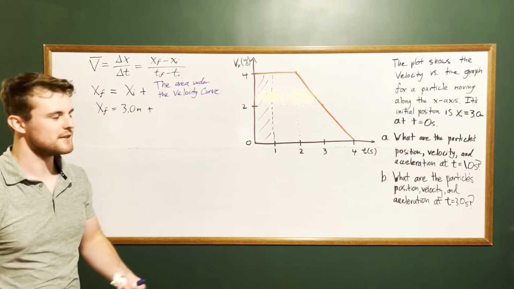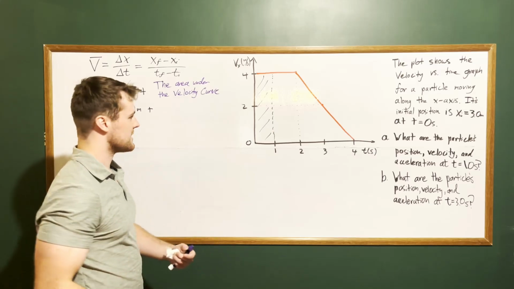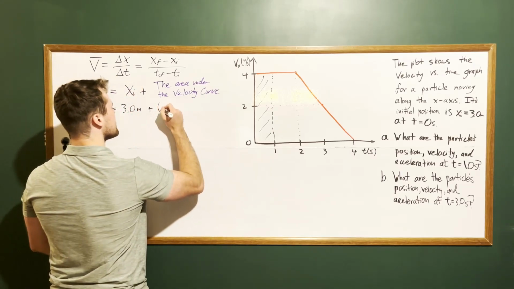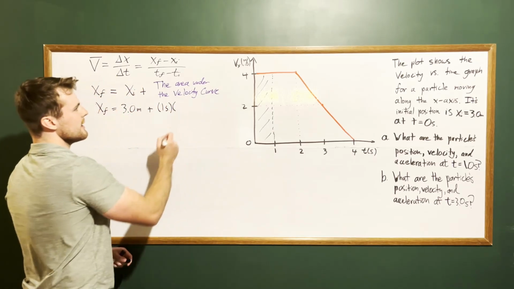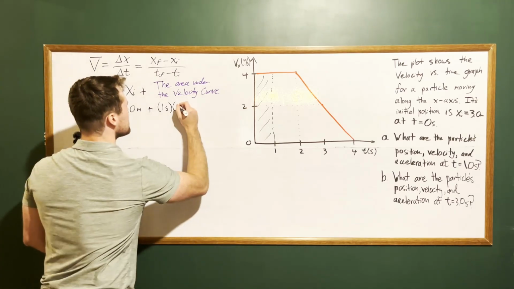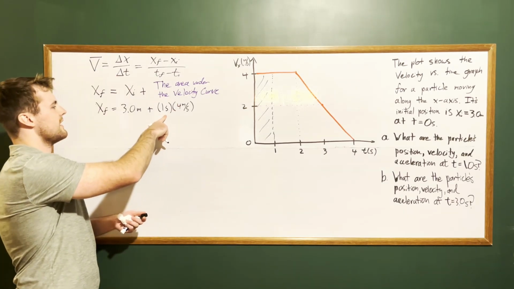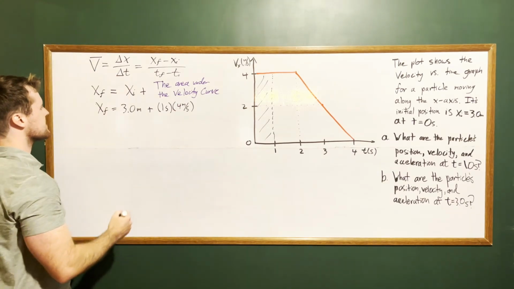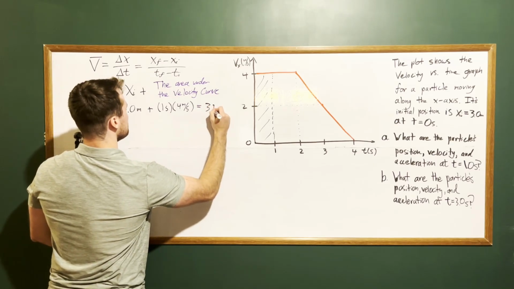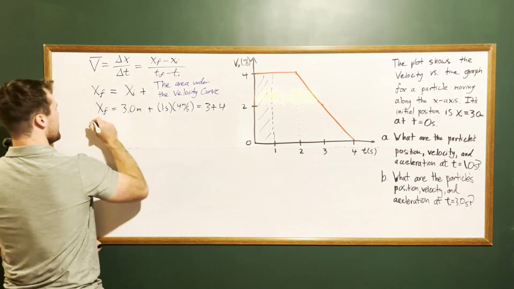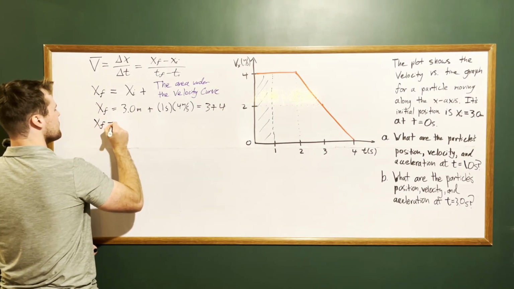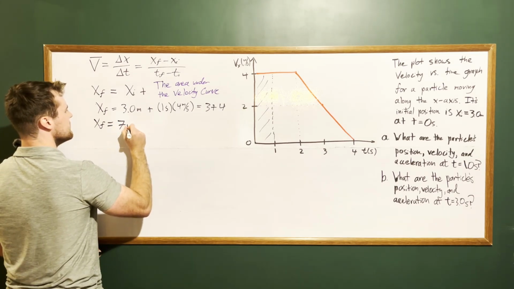Okay, so let's just calculate this area. It's just going to be base times height. So our base is 1 second times 4 meters per second. And the units of seconds here, after multiplying, end up canceling, so it works, equals 3 plus 4. So x sub f equals 7 meters.